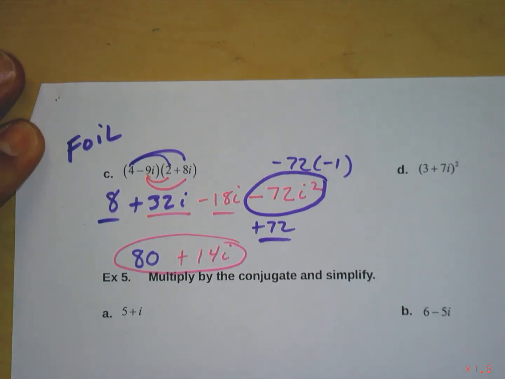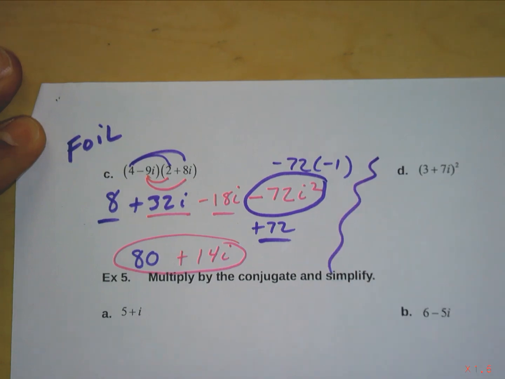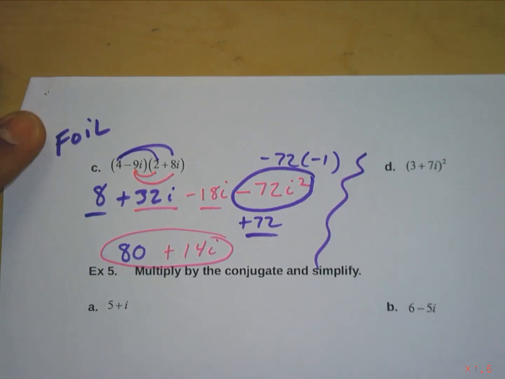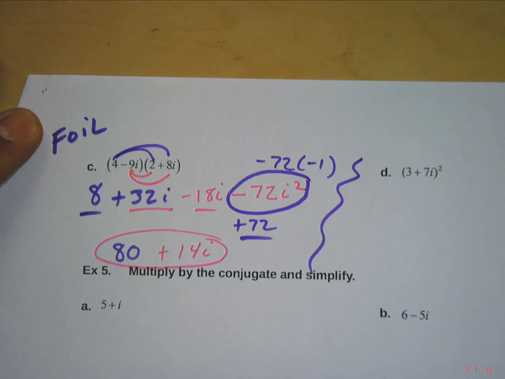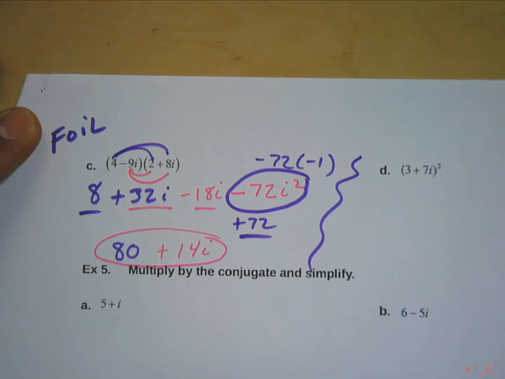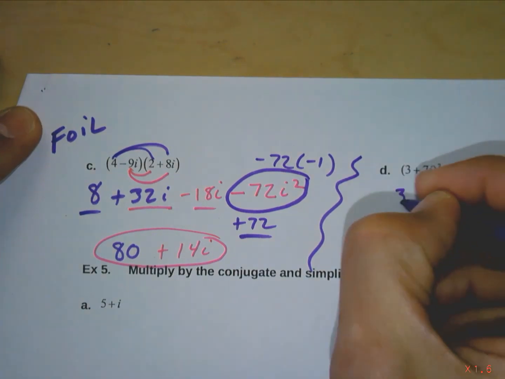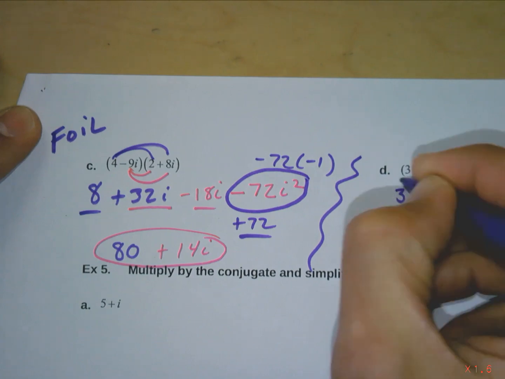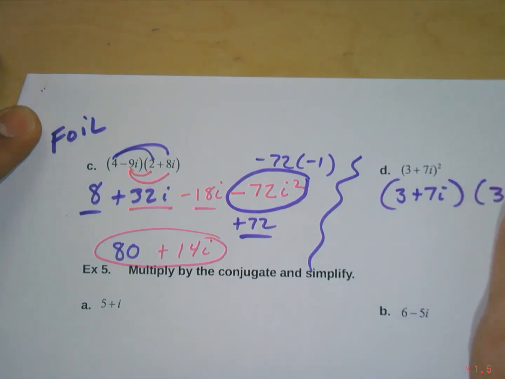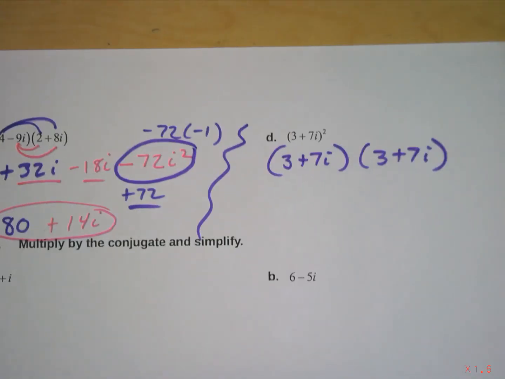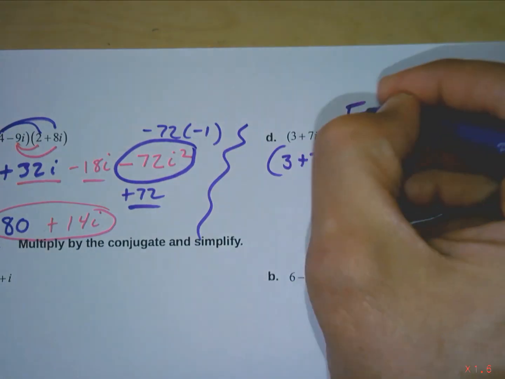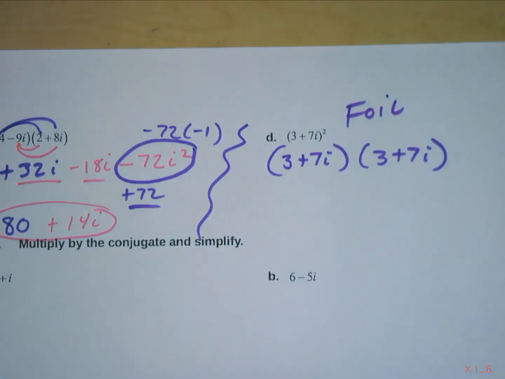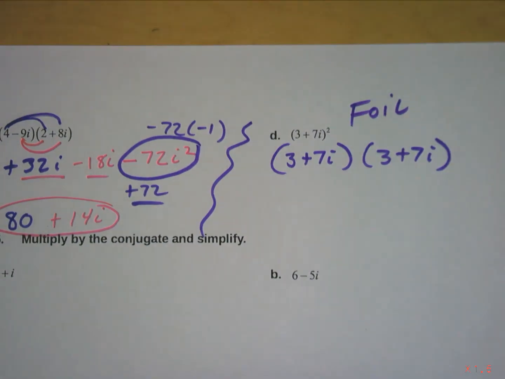Just talk about D real quick. I don't want to waste our time on easy peasy ones that we just did. When you see a quantity like D, when it's a quantity squared, reminder, write it twice so that you can FOIL it. All right, so write it twice, 3 plus 7i and 3 plus 7i, and then that way you can FOIL.